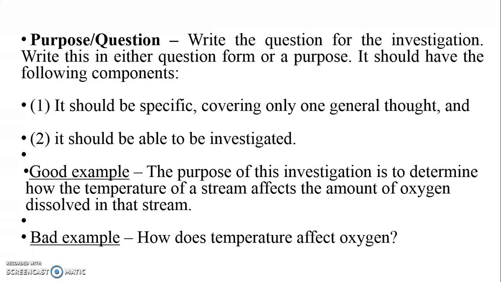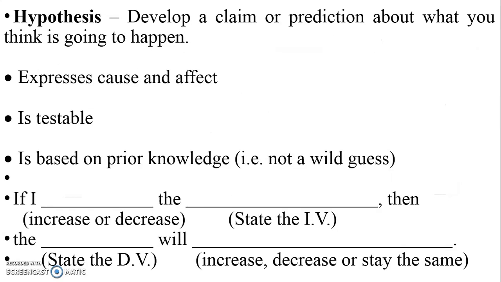So, for the plant, you could say, the purpose of this investigation is to see if by increasing the light that the bean plant will grow higher, as measured in centimeters. That would be a great purpose or question. The hypothesis is to develop a claim or prediction. It has to be expressible as cause and effect. It has to be testable, because that's why we're doing the experiment. And it's based on prior knowledge, not a wild guess.